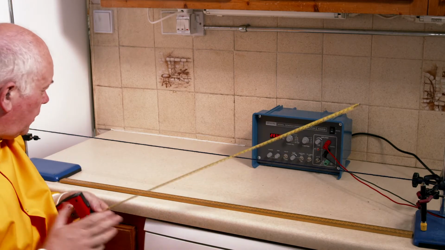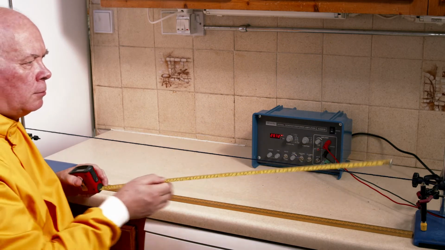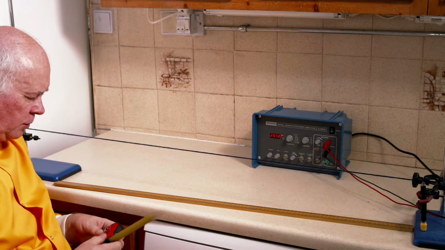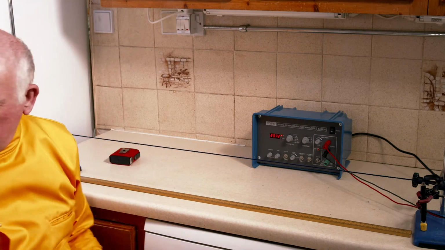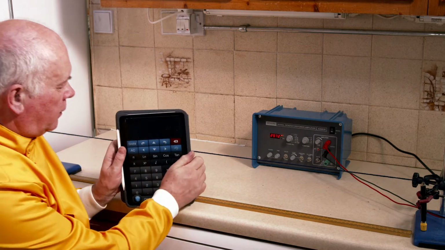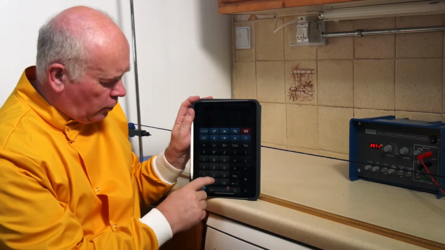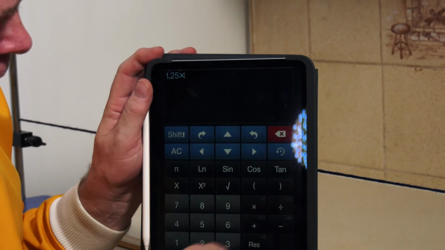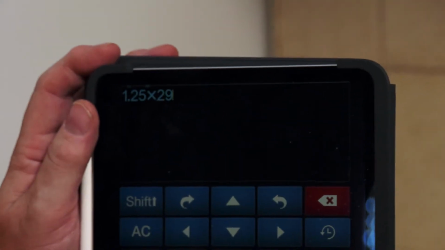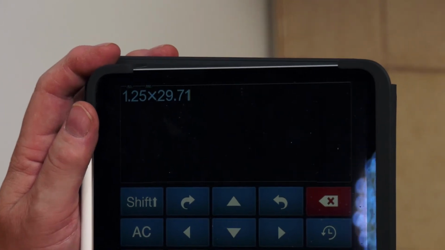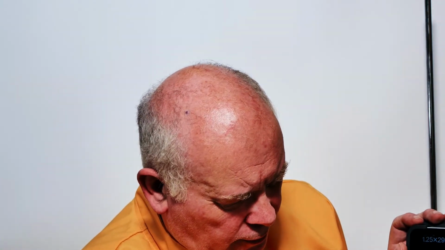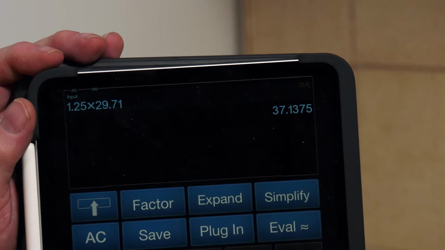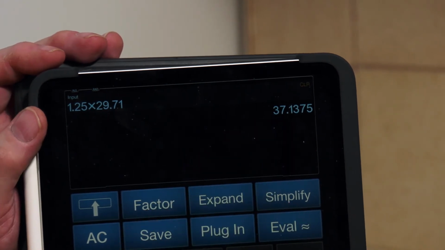So if we take my measure, that is 125. Taking my calculator, then we've got 1.25 meters times the frequency, which there is 29.71, and we know that velocity is frequency times wavelength, and that's going to give us a velocity of the wave of 37.1375 meters per second.